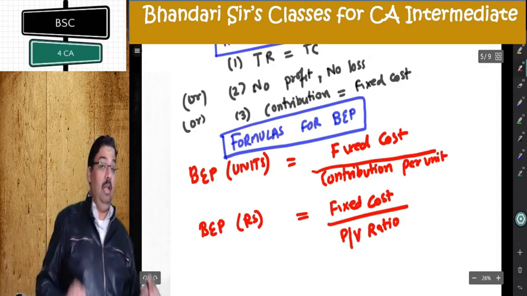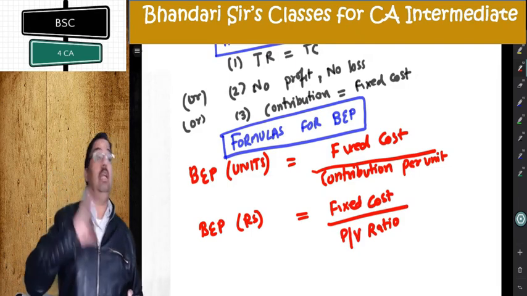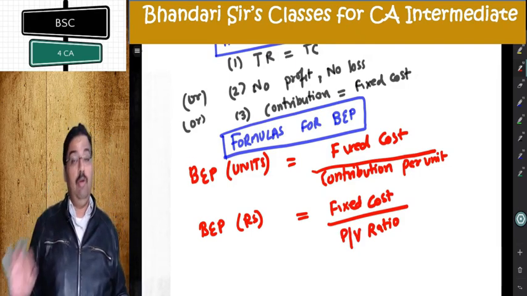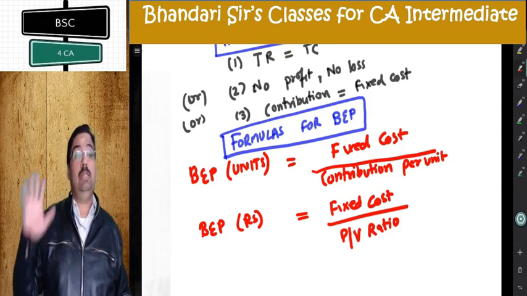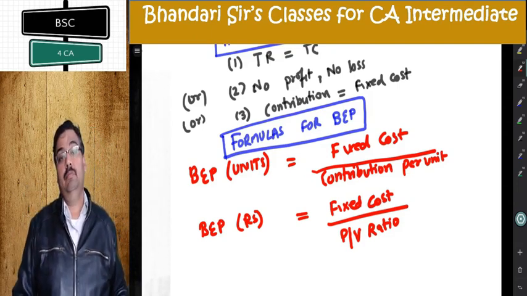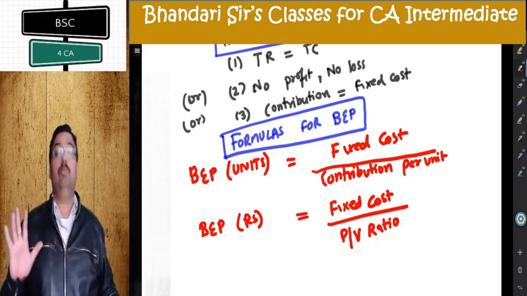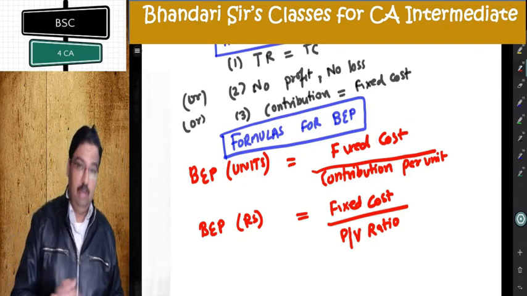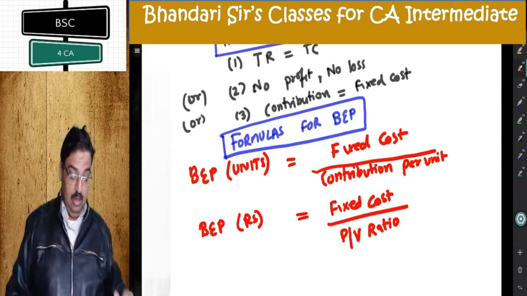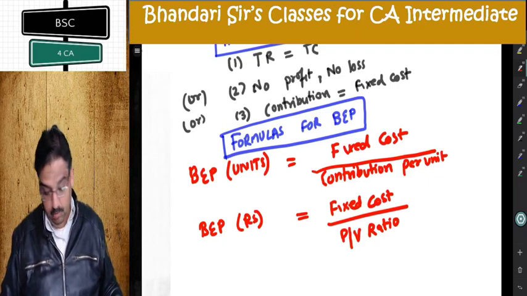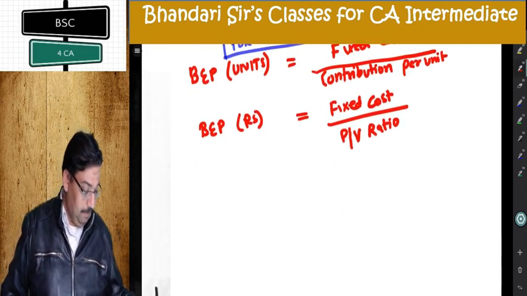Now be careful, if PV ratio is 35%, you are not going to divide by 35. You are going to divide by 0.35, or 35 and then press the percentage key in your calculator. So make sure, if you put 35, it will be wrong. Put 0.35, in proportion, that will be correct. So these are two formulas related to break-even point. Concept number D.